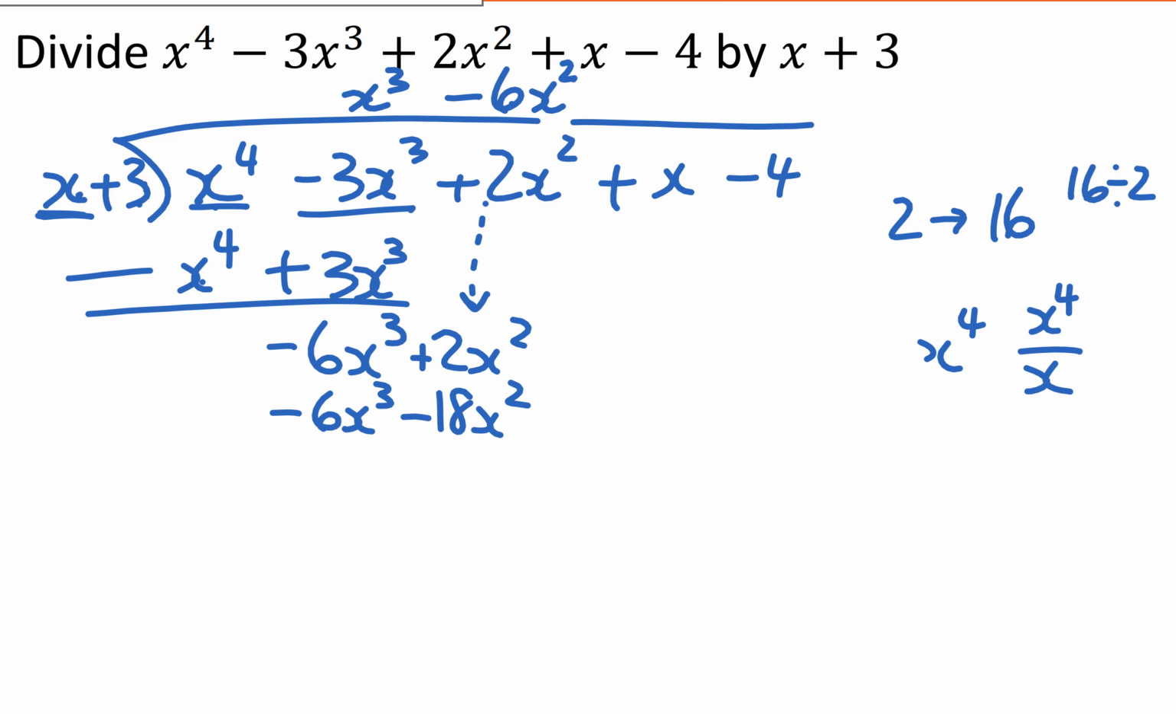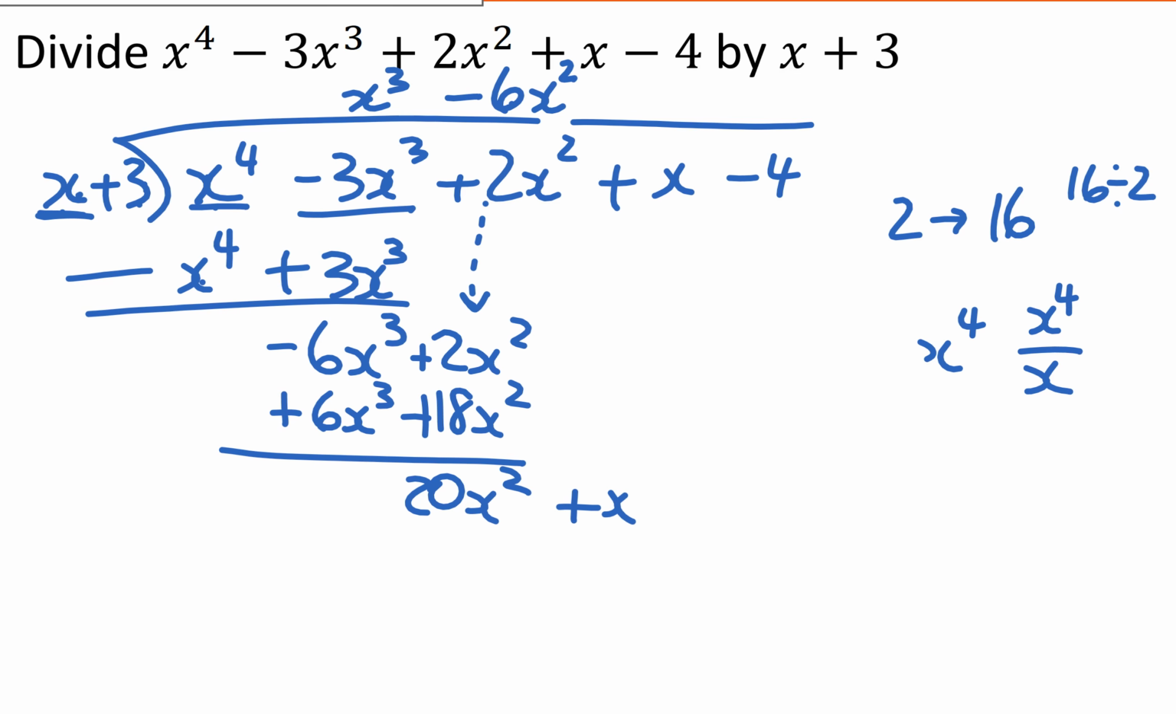Okay. X goes into there. Now, what I need to do is subtract these to get the difference, don't I? So subtract that. Isn't that just the same as adding those, if I'm subtracting negatives? So that becomes 0, doesn't it? 2 plus 18 is 20. 20x to the power of 2. What do I do now? I bring down my positive x.